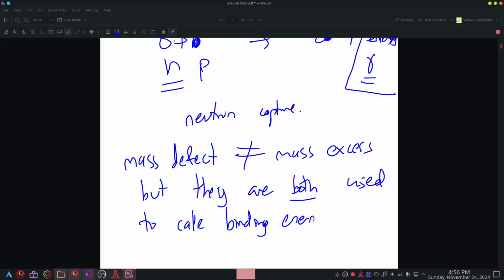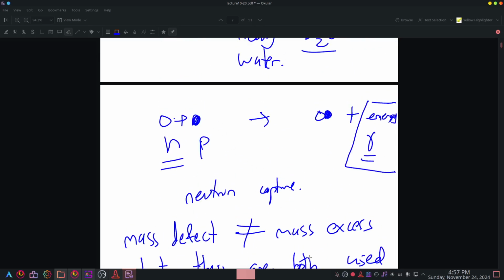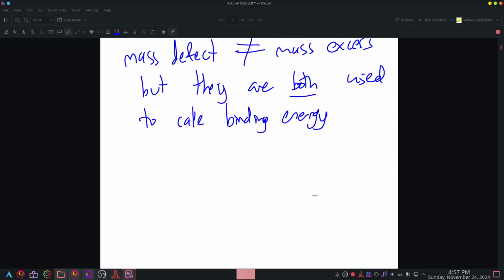So again, just to introduce you to these concepts, binding energy is the energy you need to supply to split apart your nucleus. In this case, it's this deuterium, into the proton and neutron. You split up the deuterium into its constituent protons and neutrons. Okay, so let's just do a simple exercise.